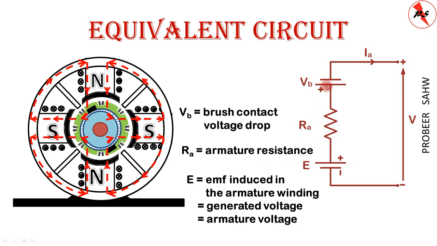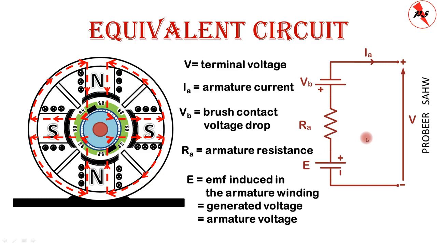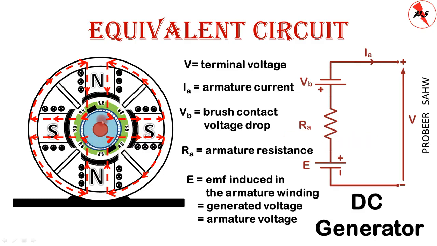This represents the voltage drop across the brush contact, that is, these carbon brushes. This is the armature current, the current that comes out of the armature, and this is the terminal voltage. So this is the equivalent circuit of a DC generator. When a DC machine works as a generator, due to generator action, EMF is induced in the armature winding. That EMF is represented by this DC source.